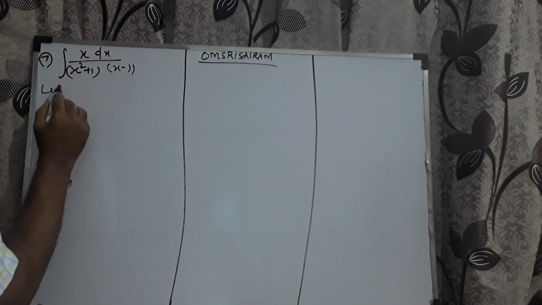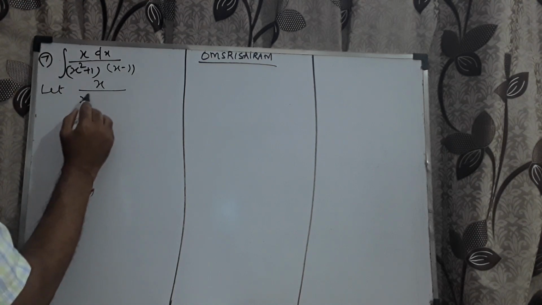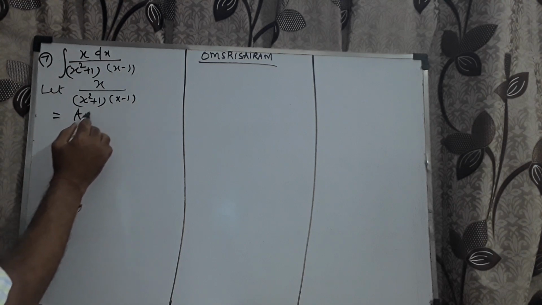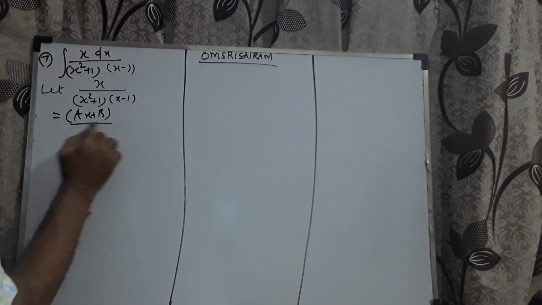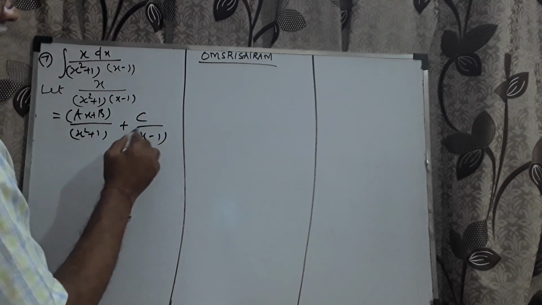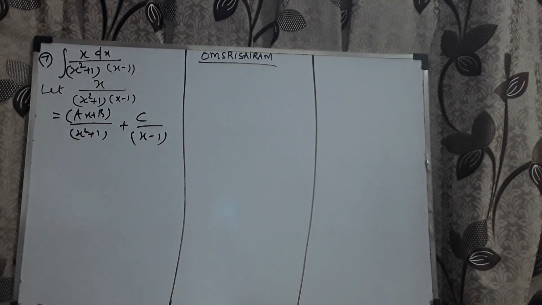The rule says let x divided by x square plus 1 into x minus 1 be equal to ax plus b divided by x square plus 1 plus c by x minus 1. X square plus 1 cannot have further real linear factors. The factors are x plus i into x minus i. i is a complex number, root of minus 1. It has only complex linear factors. In such cases, I'll write the numerator as a linear expression ax plus b.